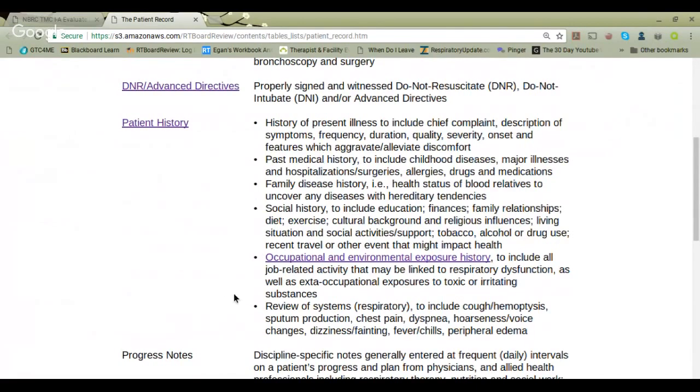So six things to include in the patient history would be chief complaint, past medical history, family history, social history, occupational and environmental exposure history, and, I don't know how you word that one, review of their respiratory system.